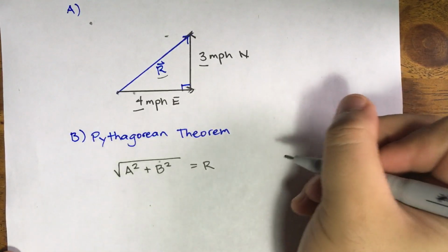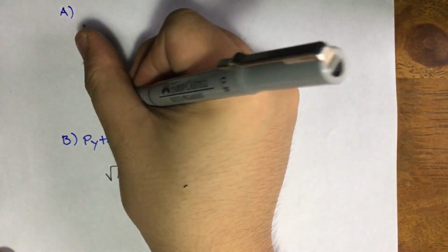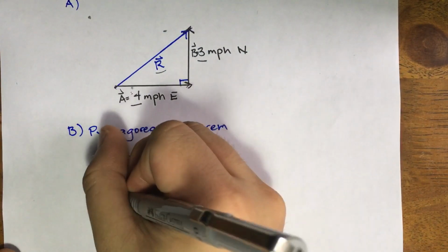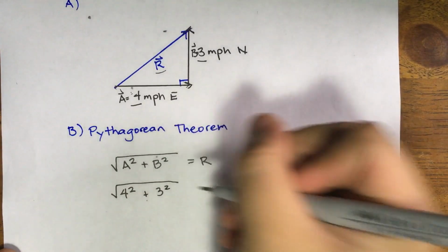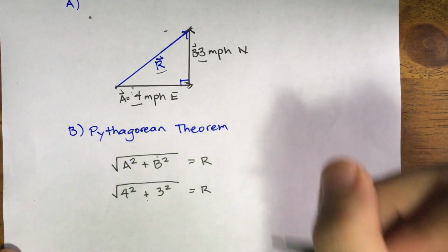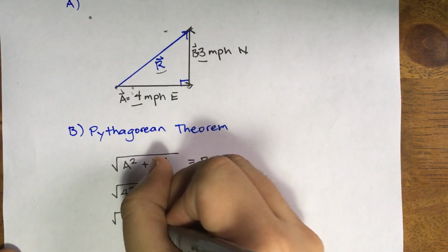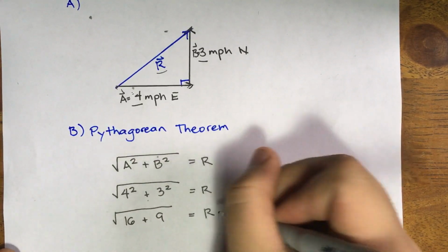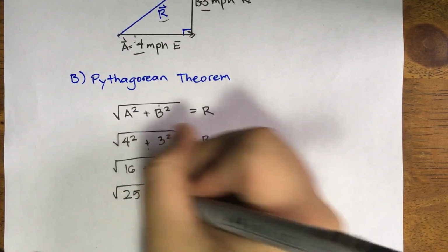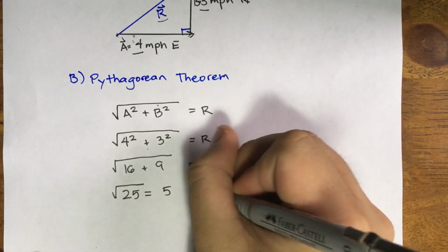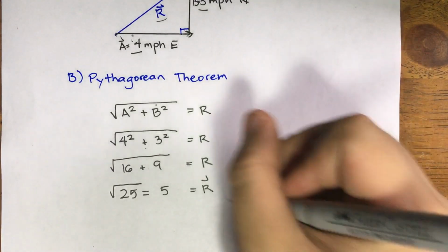So what is a? Let's make this a, and let's make this b. So a is 4 miles per hour, b is 3 miles per hour, and the square root of that will give you r. So if you were to add this, this would be 16 plus 9, and 16 plus 9 would actually give you the square root of 25, which will simply be 5. So r will be 5 miles per hour.